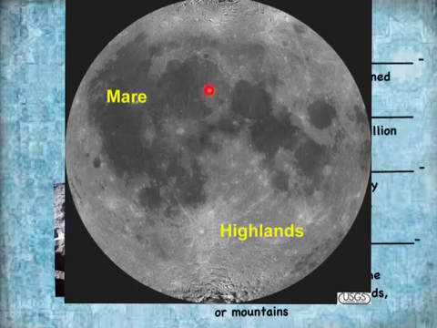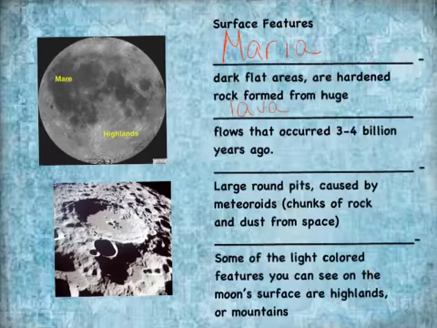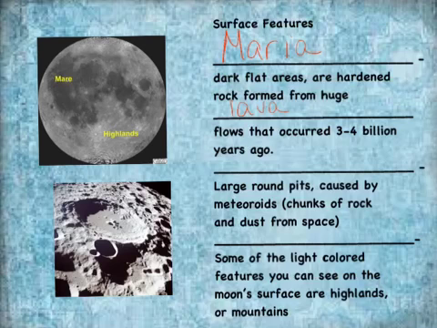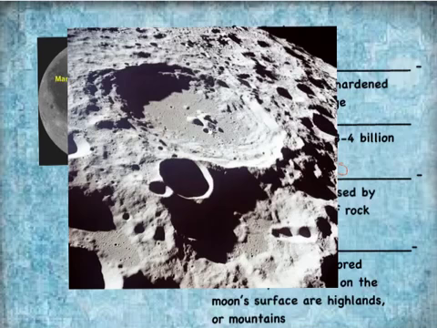If you look at these dark areas on the moon, these are all different mares that are on the moon. So these are all different areas that at one point in time were lava, and they have hardened to form the rock that we know. That rock is called regolith, and it's also like a rock and almost like a dust as well. The next surface feature is one that I think many people know. Craters are large round pits caused by meteors, chunks of rocks and dust from space. If you look, this is caused by different impacts.